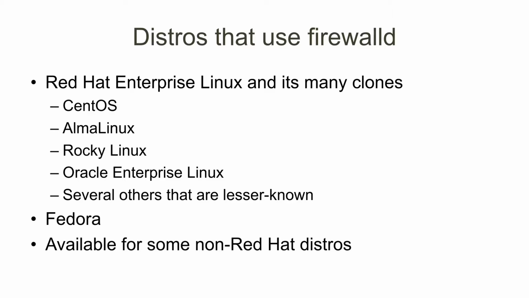Distros that use firewalld are Red Hat Enterprise Linux. Well, of course, it was invented by Red Hat, so yeah. And its many clones, including CentOS, Alma Linux, Rocky Linux, Oracle Enterprise Linux, and a few others which are lesser known. And of course, it's also used by Fedora, which is a product of Red Hat, or it's sponsored by Red Hat, I should say. And it is available as an option for some non-Red Hat distros, like, for example, Ubuntu, probably for Debian as well, since Ubuntu's derived from Debian. I don't know that for a fact. And maybe a few others.